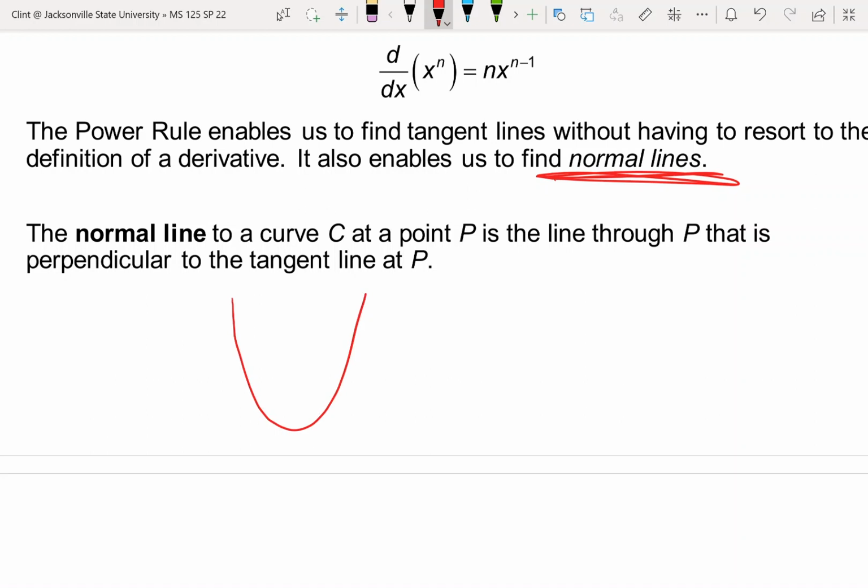So maybe we've got a parabola here, right? Then our tangent line would look something like that. That would be tangent. The normal line would come in at 90 degrees. So the green one would be our normal line.